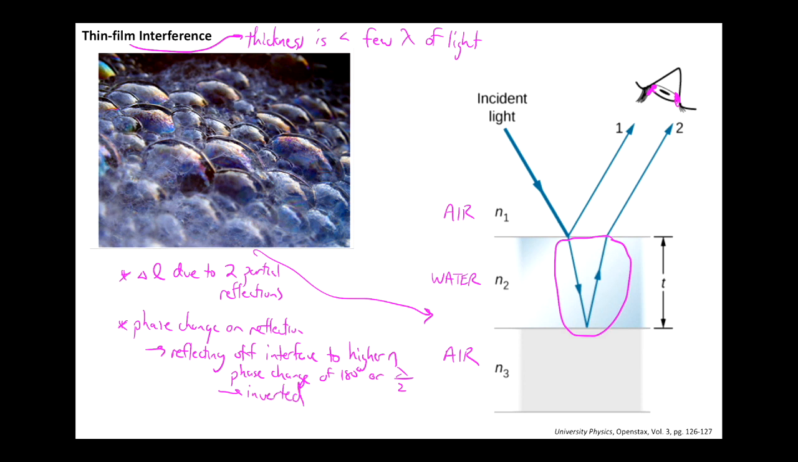If it's a peak, it gets flipped to a valley. So when it bounces back, it's 180 degrees out of phase. On the other hand, if it is reflecting off an interface to lower index of refraction, there is no phase change. It just bounces off just like it is. That peak in the rope would come back as a peak in the rope, okay?